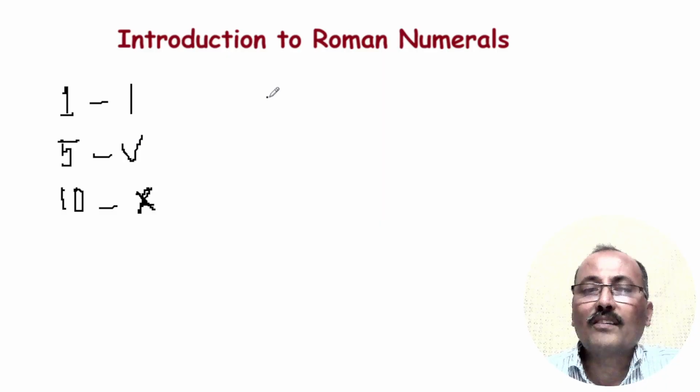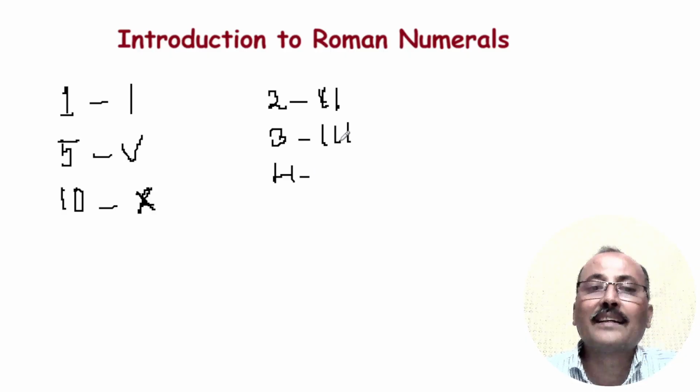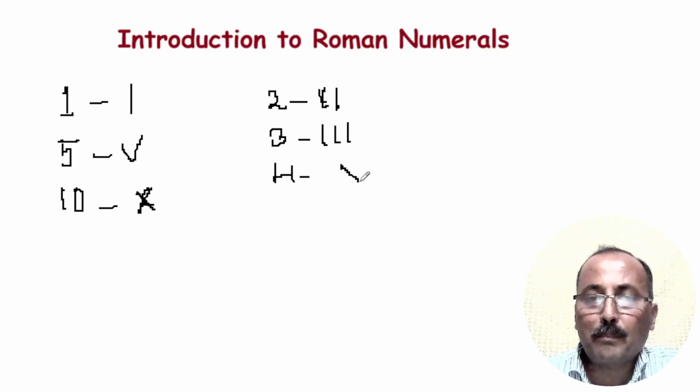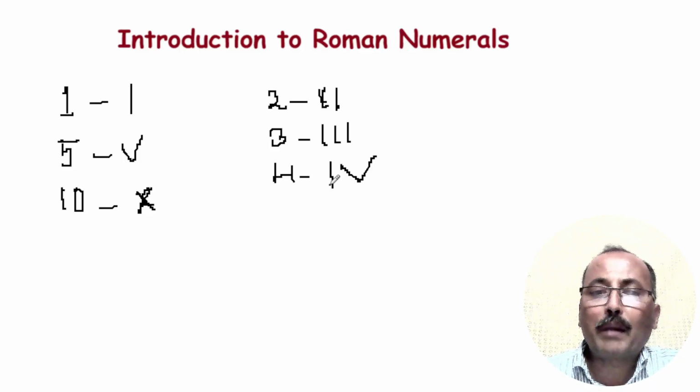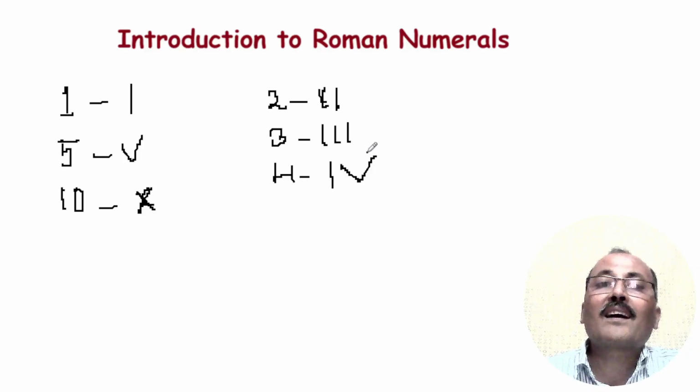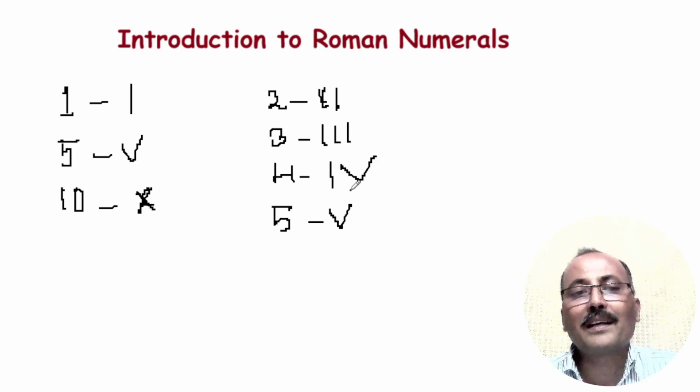To represent 2, they used this symbol 2 times, that is I two times. For 3, they used it 3 times. For 4, they didn't use it 4 times. Like rounding numbers now, they made it the next number V and subtracted 1. That means V minus 1, that is IV, is called 4. For 5, they already have the symbol, that is V. Now I hope you are clear.